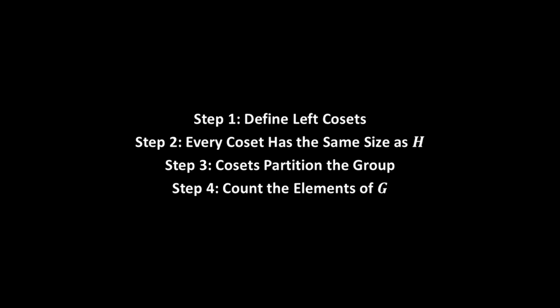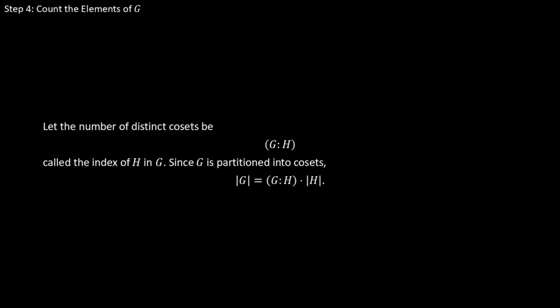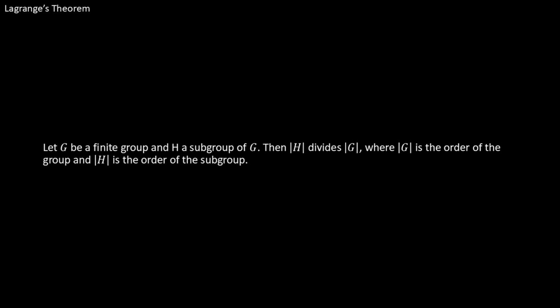Step 4. Count the elements of G. Let the number of distinct cosets be as follows, called the index of H in G. Since G is partitioned into cosets, the order of G equals the index of H in G times the order of H. Hence, the order of H divides the order of G. So far I've shown the proof of Lagrange's theorem.